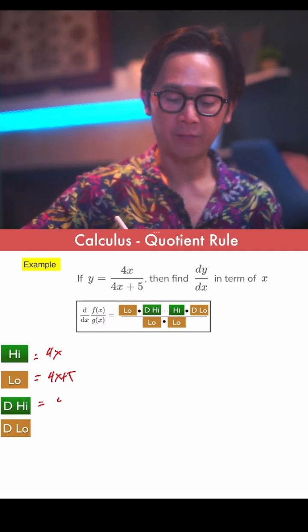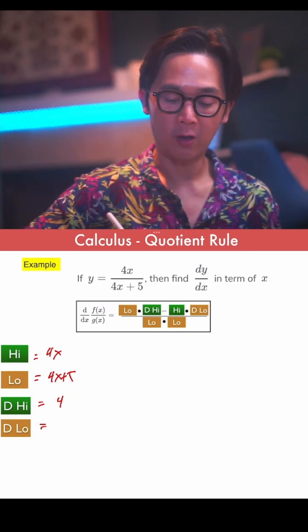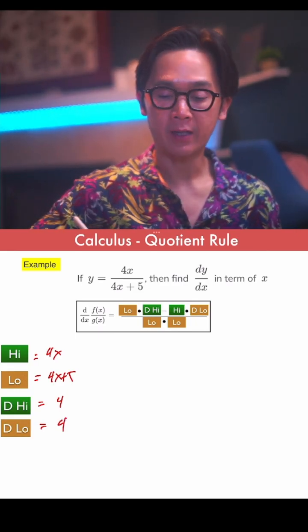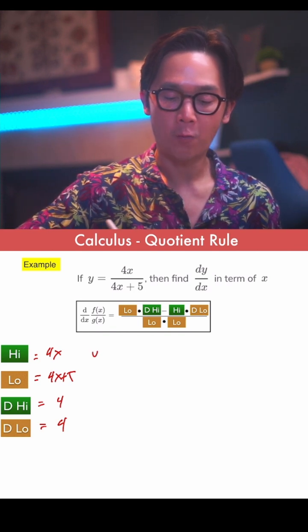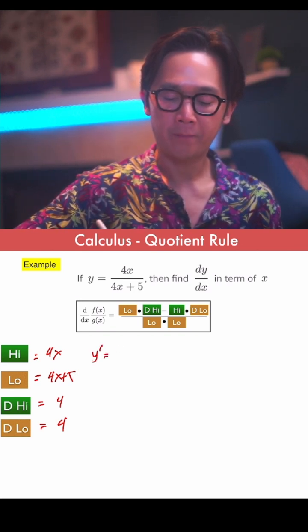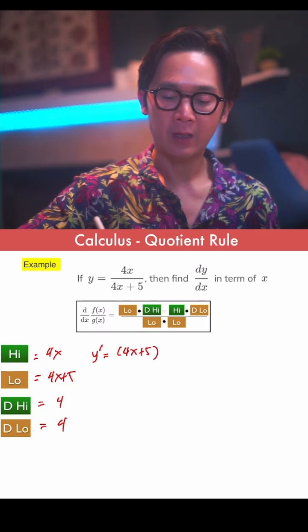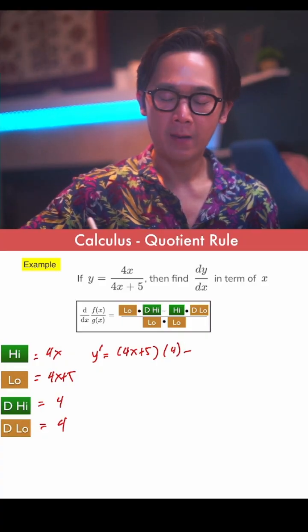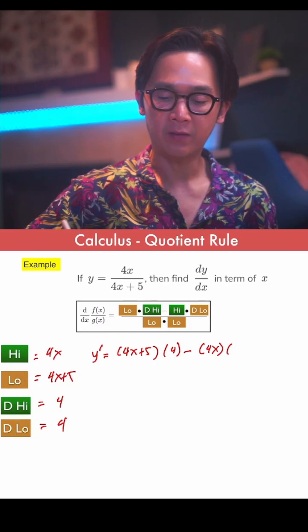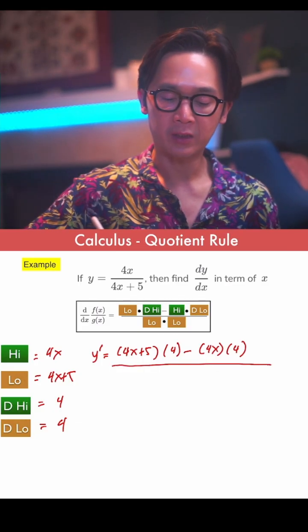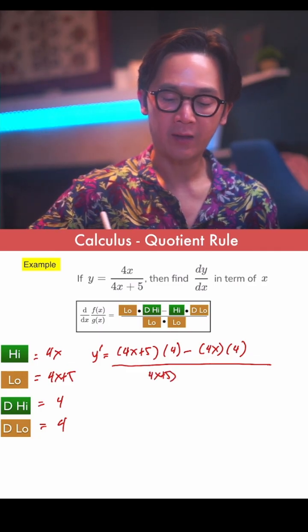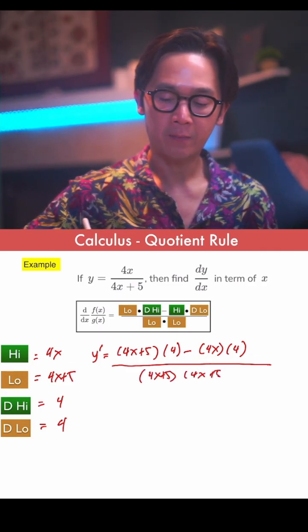Derivative of high is simply 4, and the derivative of low is also 4. So by using this formula, with low being 4x plus 5, we have y prime is equal to 4x plus 5, multiplied by the derivative of high, which is 4, minus high, which is 4x, times the derivative of low, which is also 4, all over low squared, which is 4x plus 5 times 4x plus 5.